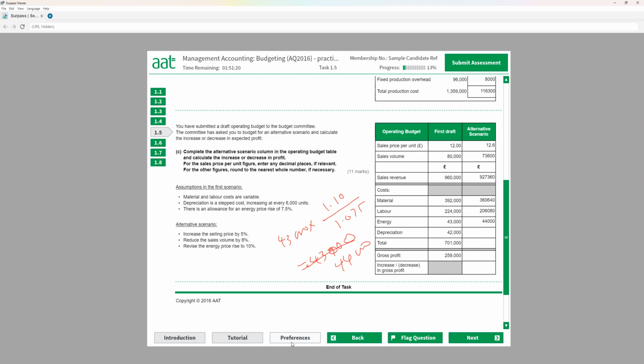All right. Very careful with this one. The allowance will be under, and the revised one will be on top.